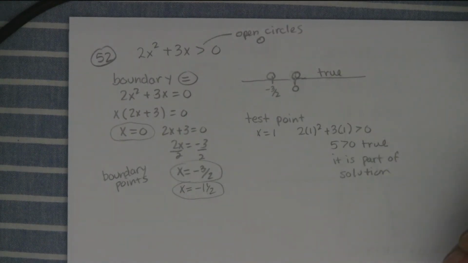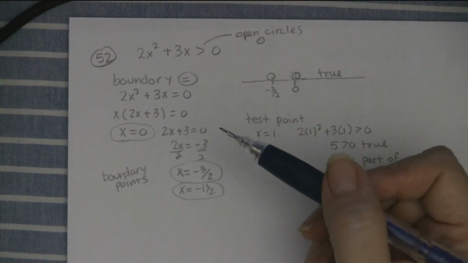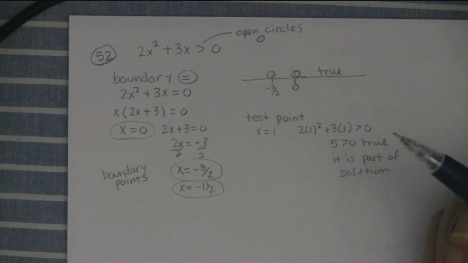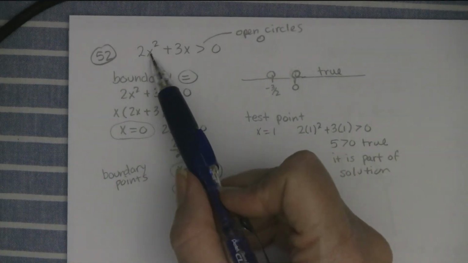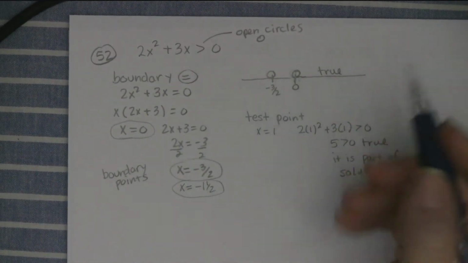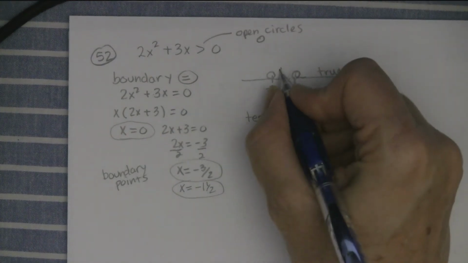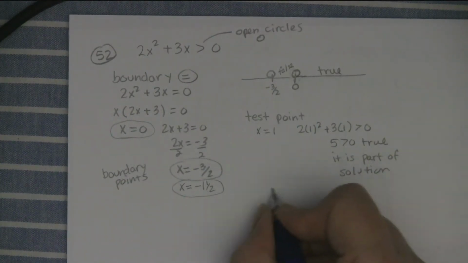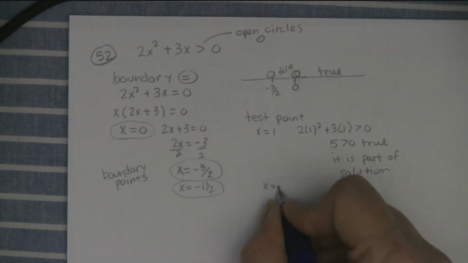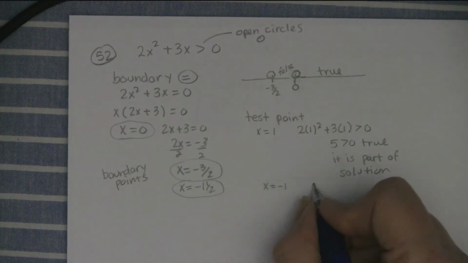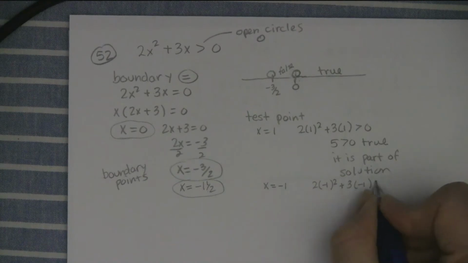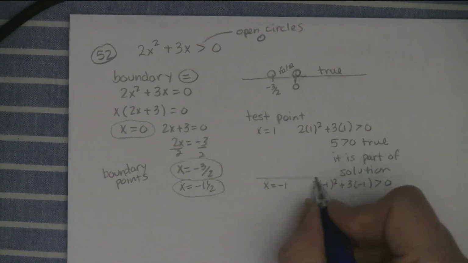And the good news is the quadratic ones alternate every other region, but you can test something in every other region as long as you have degree 2 and 2 boundary points, then it'll alternate. So this will be false, but you could go test it if you wanted. So you could test something in here like x equals negative 1 if you liked. 2 times negative 1 squared plus 3 times negative 1 is greater than 0, right?